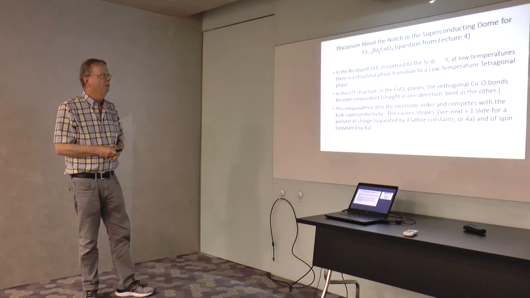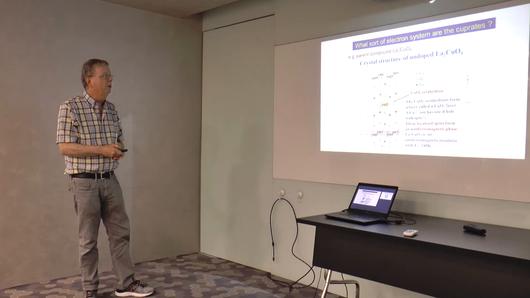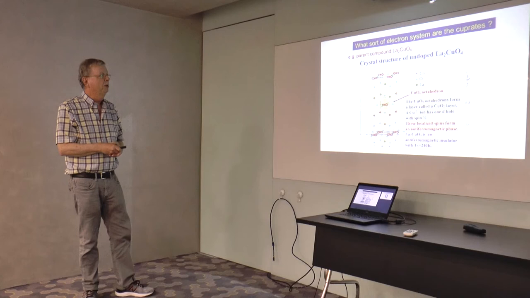So anyway, in this low temperature tetragonal structure in the copper oxide planes, the orthogonal copper oxide bonds become inequivalent. They're straight in one direction and they're bent in the other. So if I look at copper oxygen rows, stripes, and if I look at this copper oxygen plane, I can go this way or I can go this way. So in one direction they'll be straight, in the other way they'll be bent. And of course that doesn't show here, because this is the high temperature phase diagram.